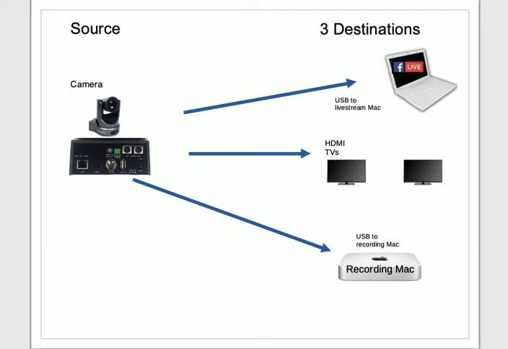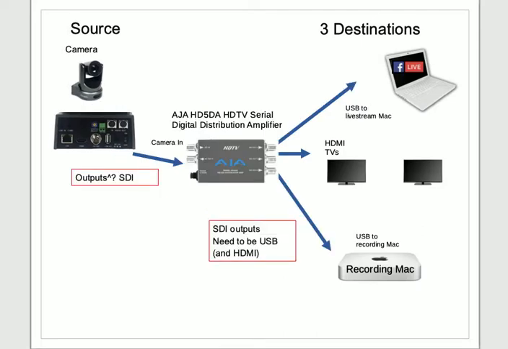The video source on this camera in particular were of multiple varieties: HDMI, SDI, USB, Cat5. SDI was the preferred source. We chose a serial digital distribution amplifier. That's 1 SDI input and 4 SDI outputs. Great. We need to now convert those output SDIs into USB, in this case 2 USB, 1 HDMI.